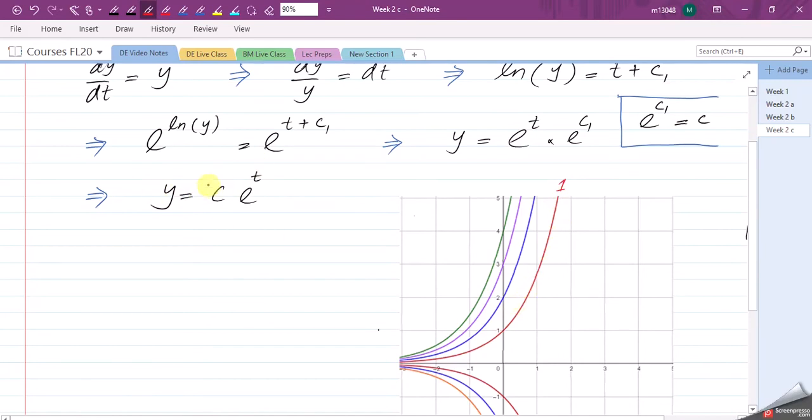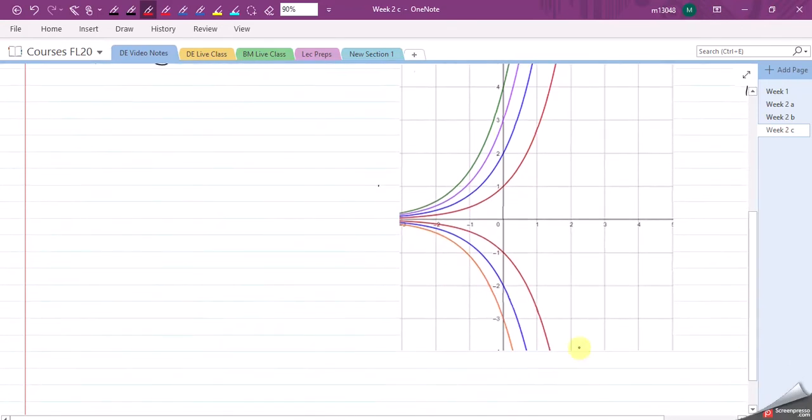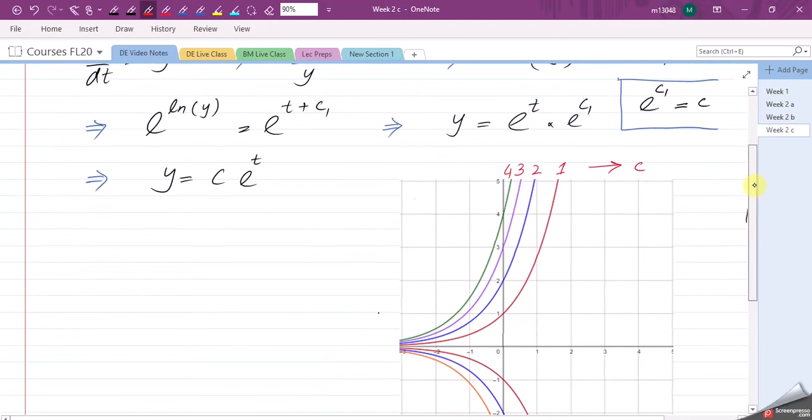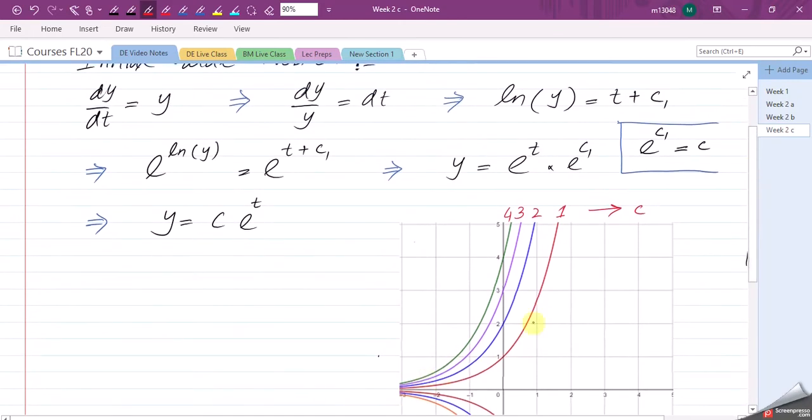Y equals e power t, C is 1. If C is 2, it crosses at 2. If C is 3, if C is 4. So all these are different curves for different values of C. Similarly, if C is negative, for -1, this one for -2, and this one for -3. Now, yes, we know this function. It's an exponential function. It increases really fast.